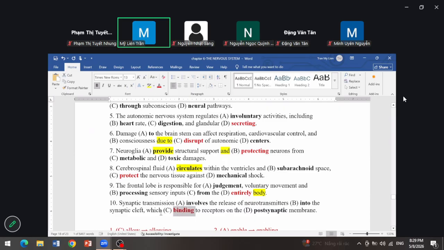10. Neurotransmitters which bind to receptors. If reduced, neurotransmitters binding to the receptors.